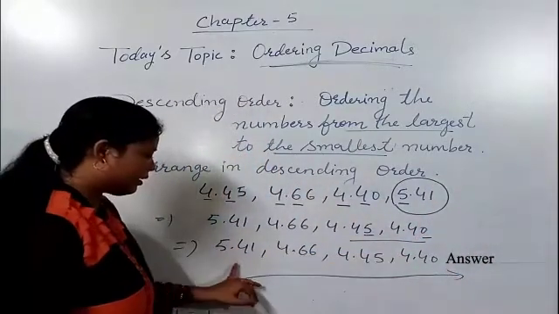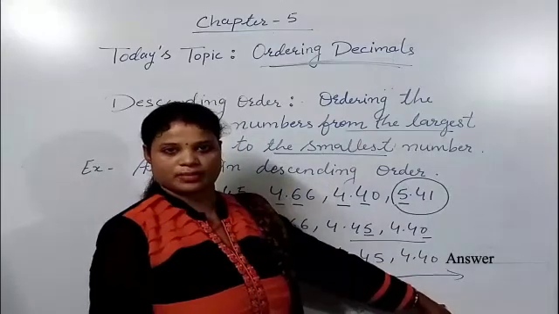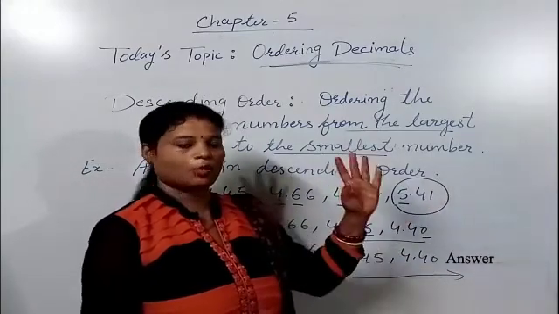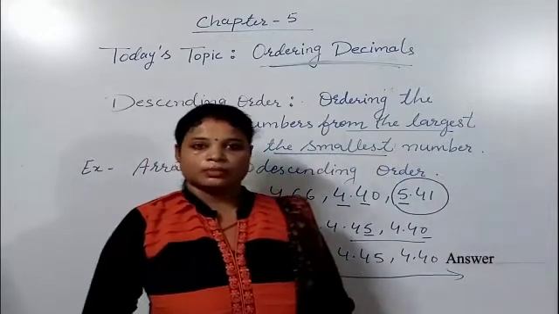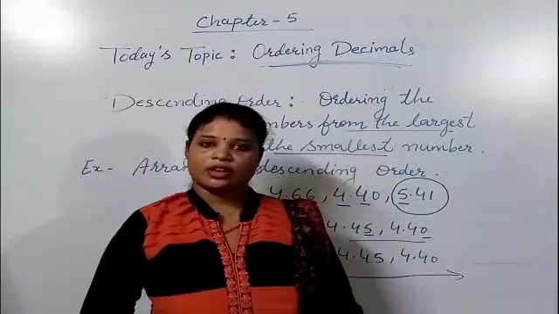It means greatest to smallest number. Okay. Hope it is clear for you all, both ascending and descending order.